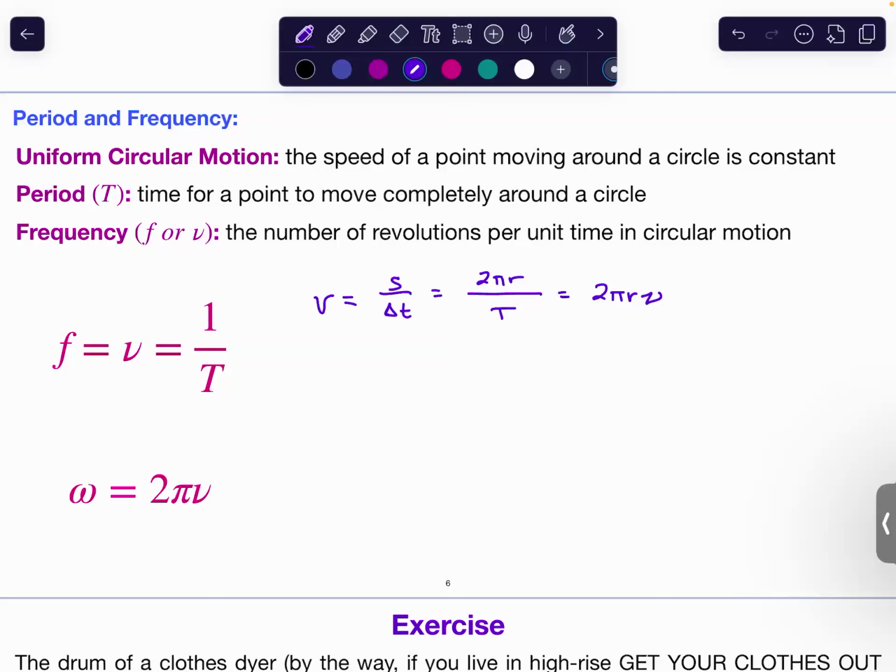Then v also equals r omega. And so omega is v over r. So then omega, we take this v here, is going to be 2 pi r frequency over r. So then you get to your angular speed, which is 2 pi times the frequency.